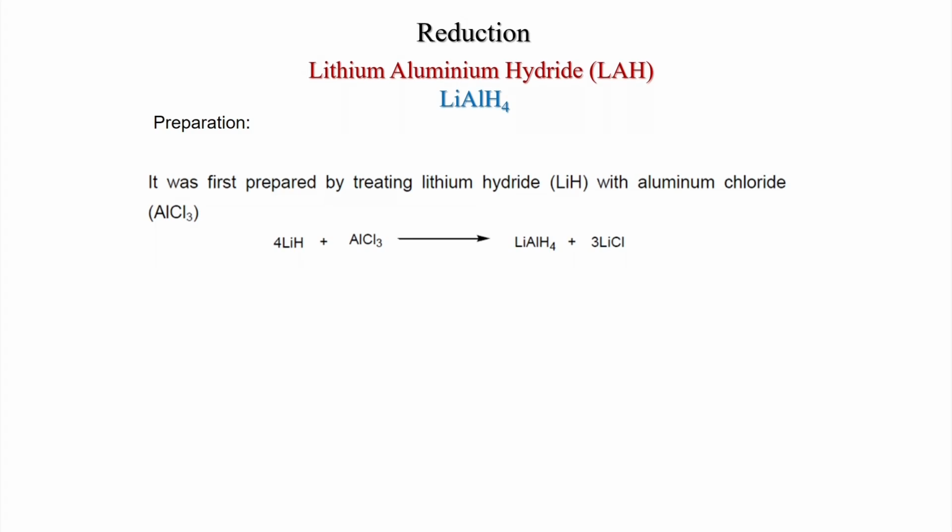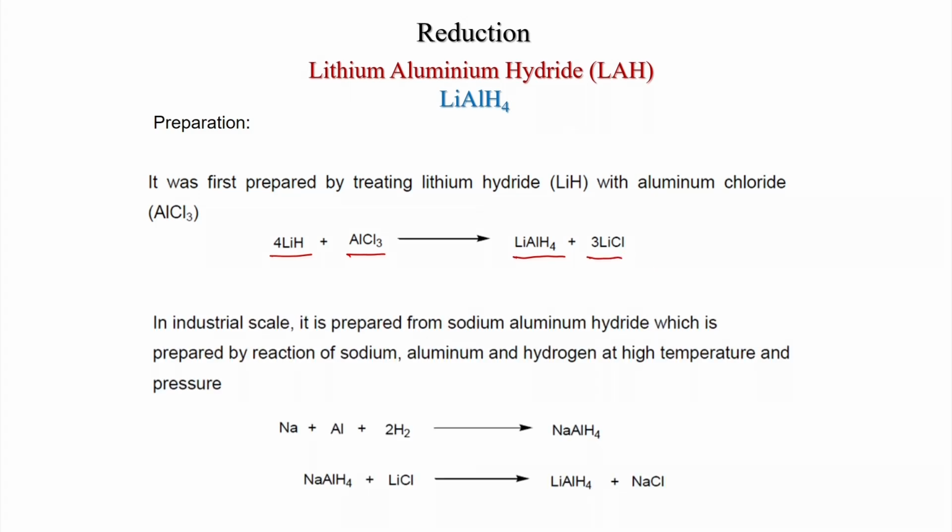It was first prepared by treating lithium hydride, 4 equivalent, with aluminum chloride, you get LiAlH4 and 3 molecules of lithium chloride as a byproduct. In industrial scale, it is prepared from sodium aluminum hydride. So, sodium aluminum hydride, which is prepared by reaction of sodium, aluminum and hydrogen at high temperature and pressure. So, at high temperature and pressure, you get hydrogen with aluminum, the bonding happens. And now, this sodium aluminum hydride treated with lithium chloride, you get the exchange. So, lithium aluminum hydride is formed and sodium chloride is the byproduct.